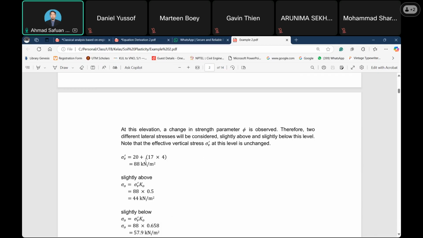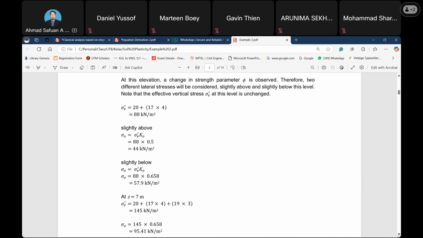So 20 plus 17 times 4, the effective vertical stress is 88. So we use the 88 for both slightly above and slightly below. For slightly above, it is 88 times 0.5, while for slightly below it is 88 times 0.658.